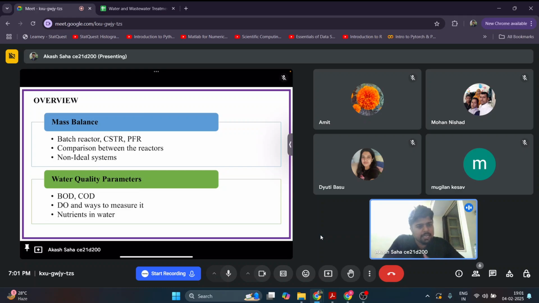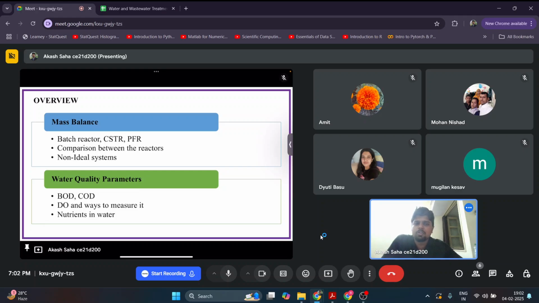We derived the systems based on ideal conditions, but when it is not ideal, how can we move forward? So we have seen those things based on the Peclet number and all. And then we have seen the water quality parameters. We started with basic BOD and COD, the biochemical oxygen demand and the chemical oxygen demand. And then what is the dissolved oxygen and what are the different ways to measure it, and then the nutrients in water. We'll be moving on with the other water quality parameters in the upcoming weeks.